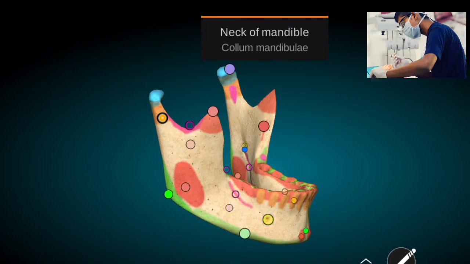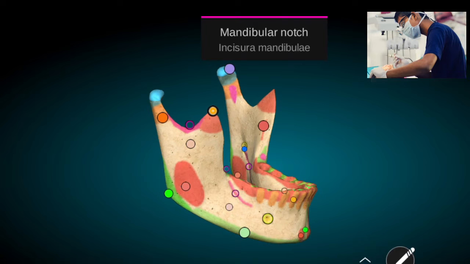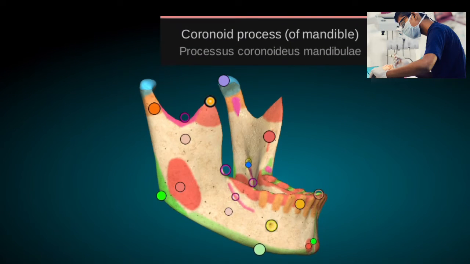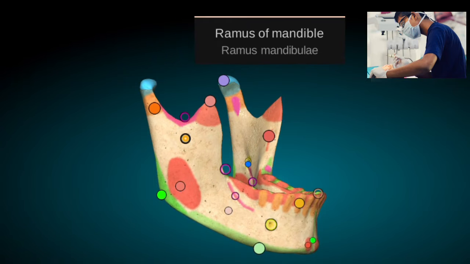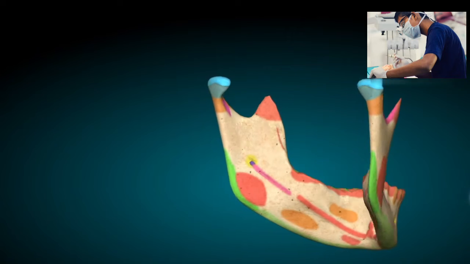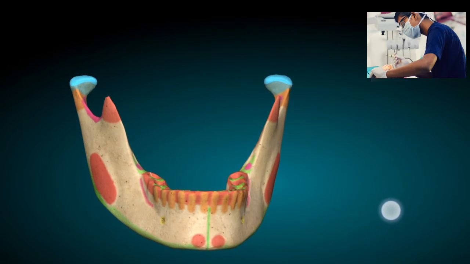This is the neck of the mandible. Here is your coronoid notch, also called the mandibular notch. The coronoid process is the place where the temporal muscle comes and attaches, and this is the ramus of the mandible. Till now it is clear, right? This is the lateral surface of the mandible.